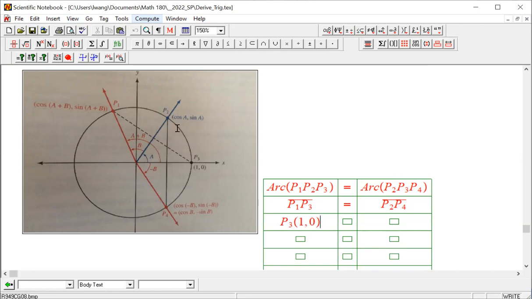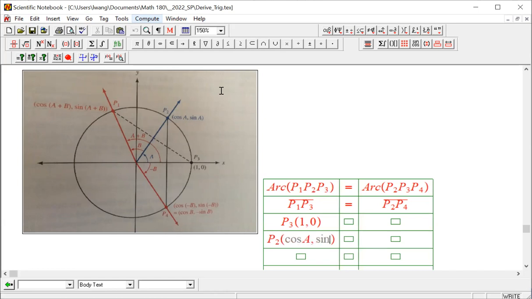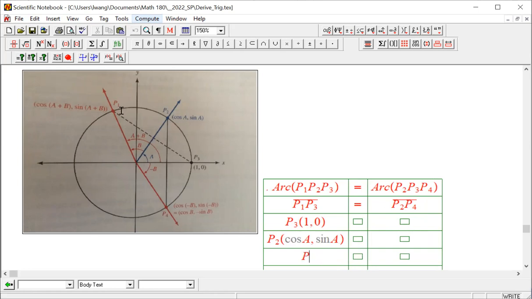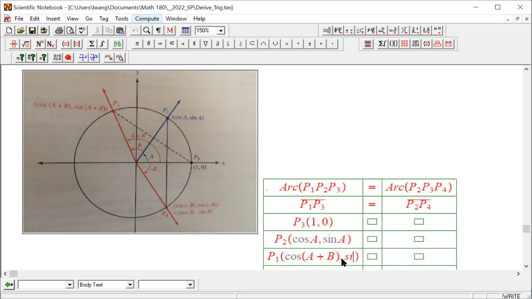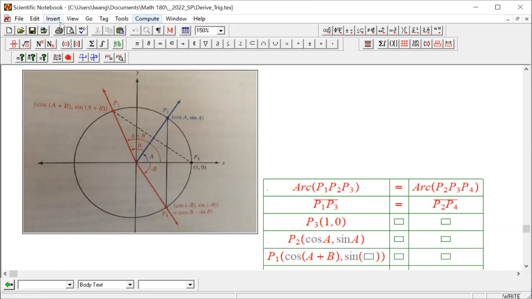P2 is on the terminal side of A. Therefore, the coordinate of P2, which is on the unit circle, is going to be cosine A, sine A. P1 is on the terminal side of angle A plus B. Therefore, it is cosine of A plus B, comma, sine of A plus B. You can see all of this comes by definition.